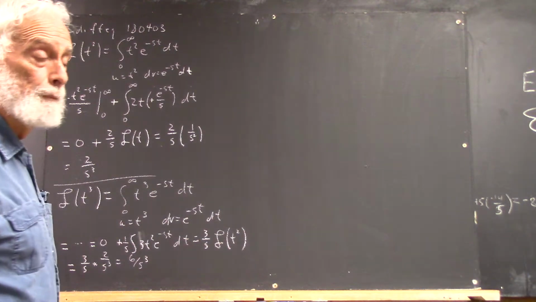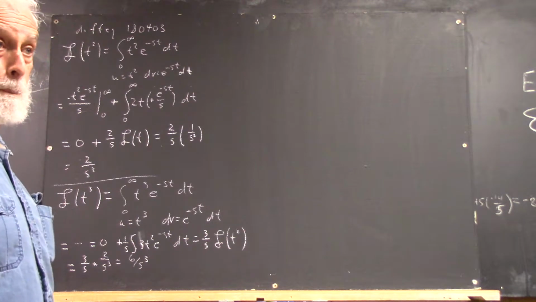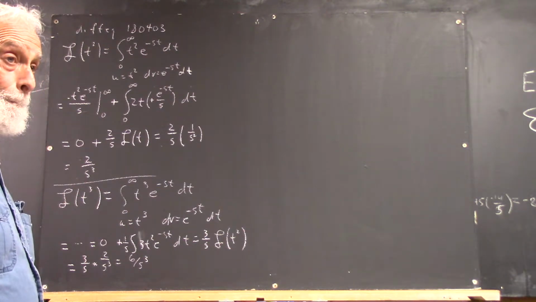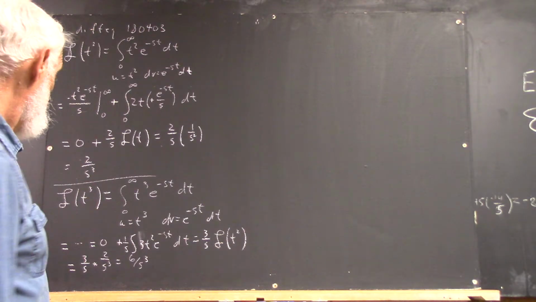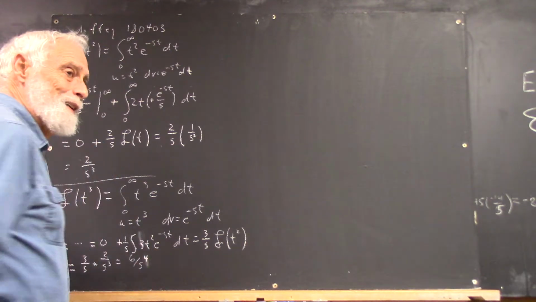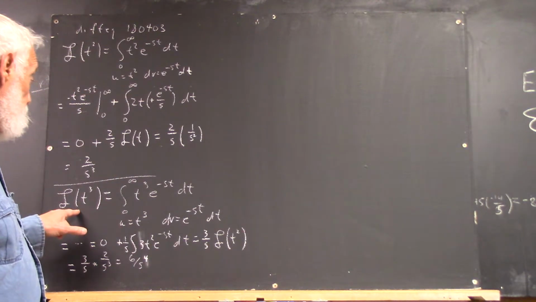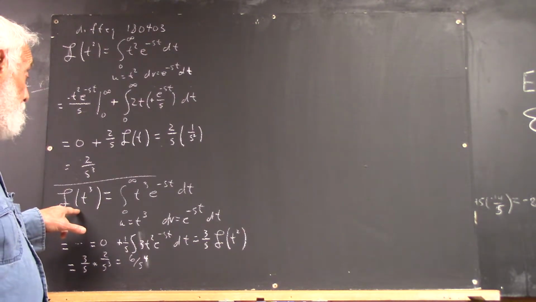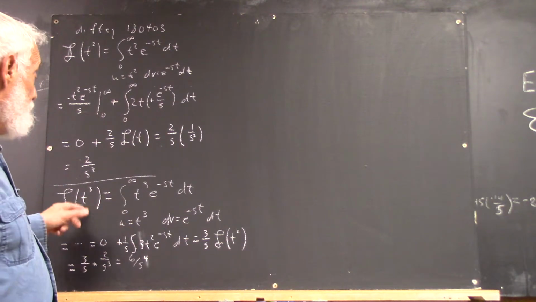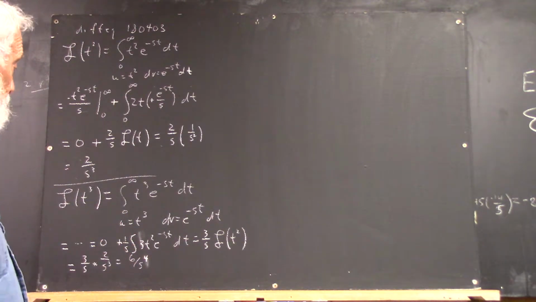Okay? Now, what are you going to get for the next one? If you do t to the fourth, what's going to happen? It'll be 24 over s to the fifth. Yeah, you're going to get a 4 from the derivative of the t to the fourth, right? Okay?